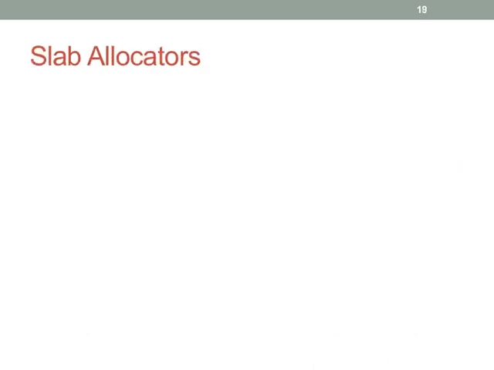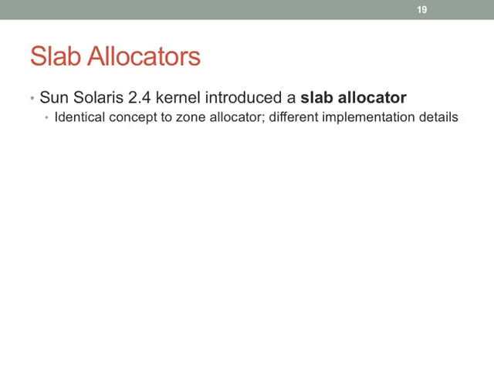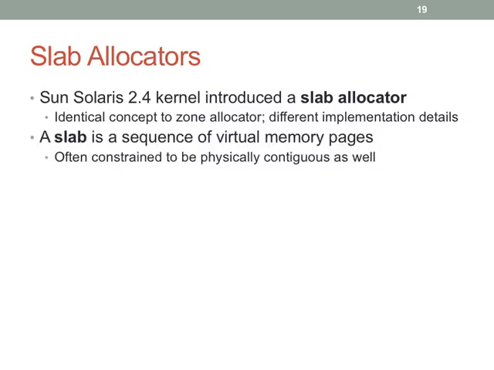All right, so that's the first kind of allocator. Were there any questions about zones at all? All right, now you'll notice that the second kind of allocator is very similar. Very similar concept. So slab allocators are just a slightly different implementation.